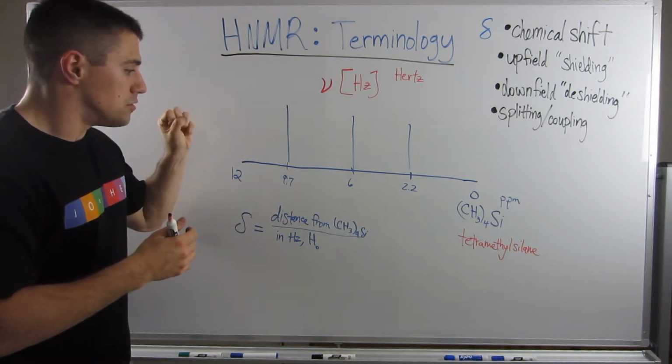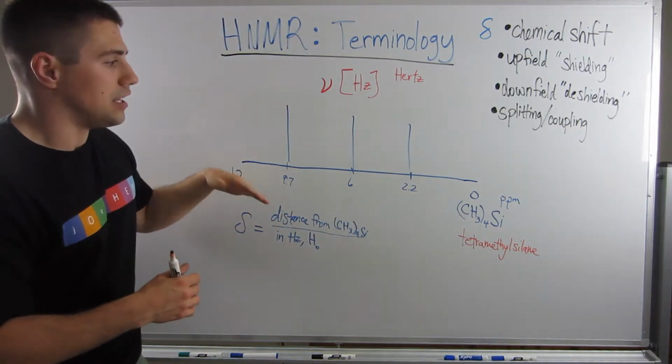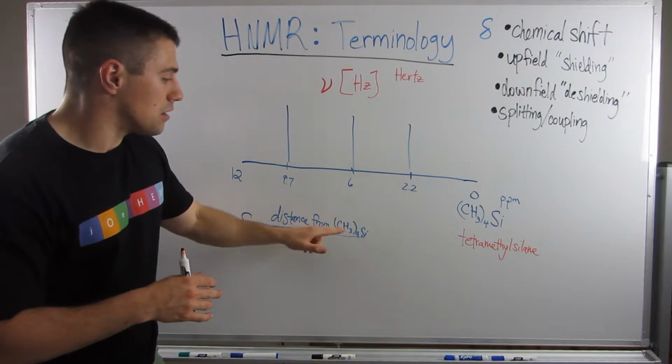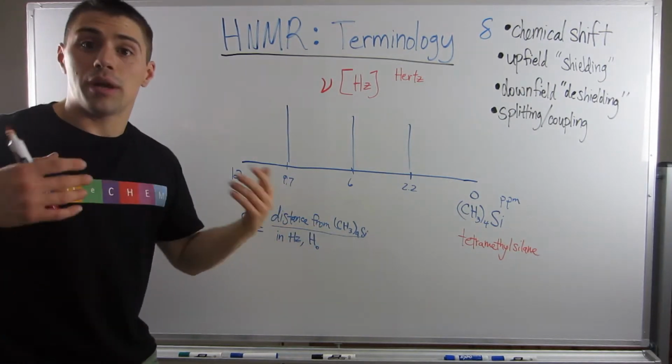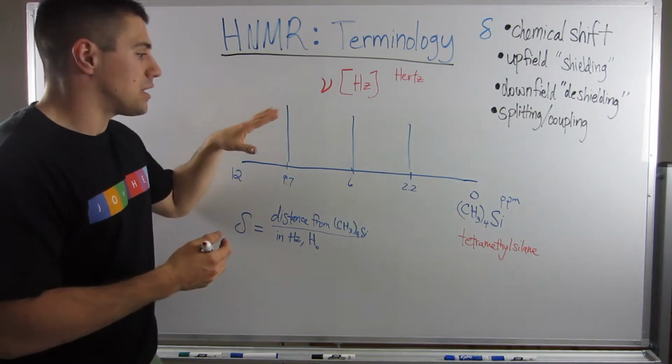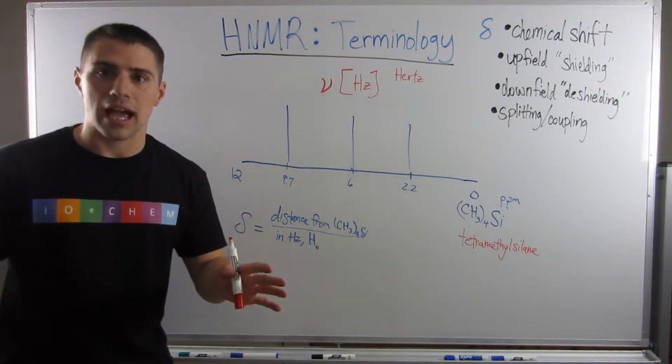You then compare it relative to tetramethylsilane, right? You'll take that number and subtract it from here, and then you divide by the frequency of the field you have going on, and that's how you get this scale. So a chemical shift is just this number. I'm telling you, you're never going to have to calculate it.